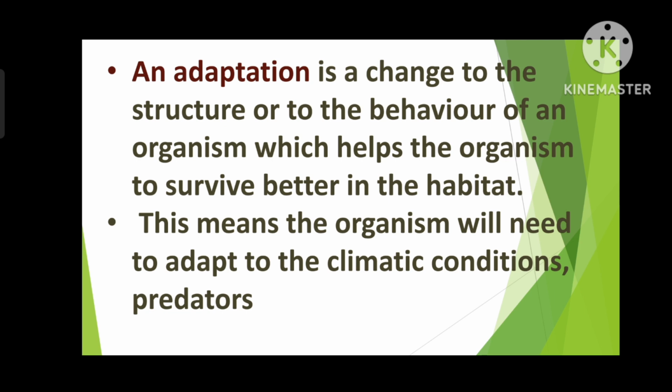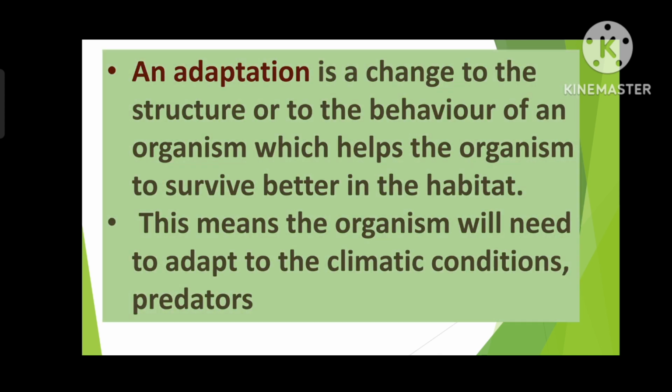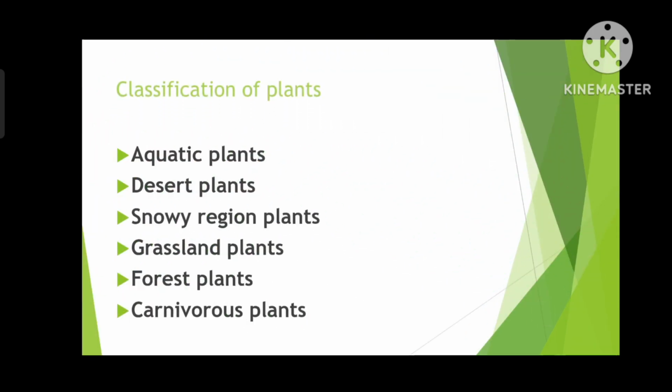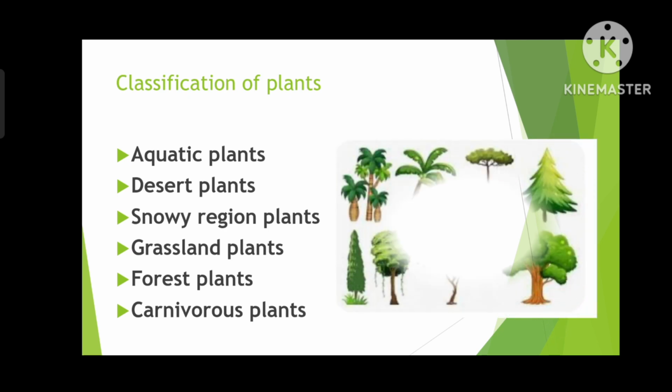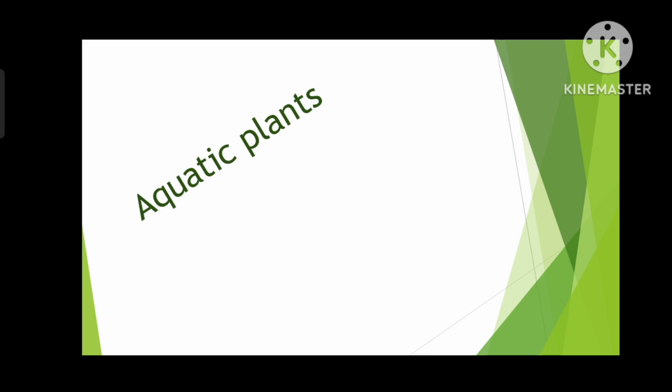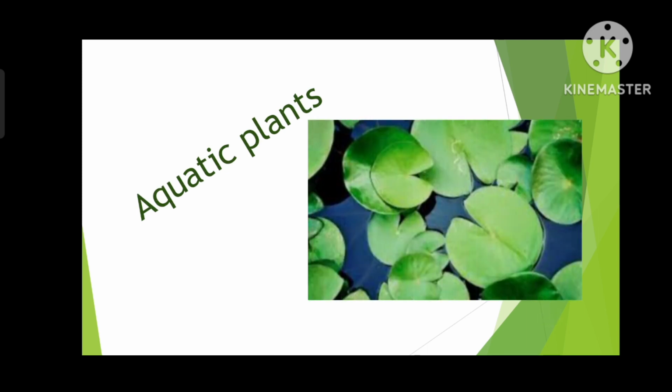Let us study the different plants that appear in different regions. We first classify the plants into aquatic plants, desert plants, snowy region plants, grassland plants, forest plants, and carnivorous plants. Here are some aquatic plants. What adaptations are found in aquatic plants? Let us study.